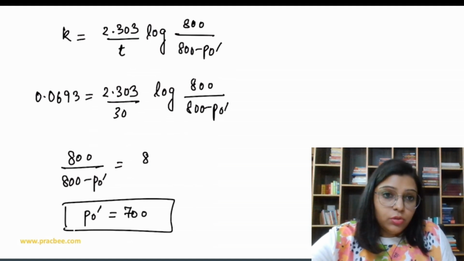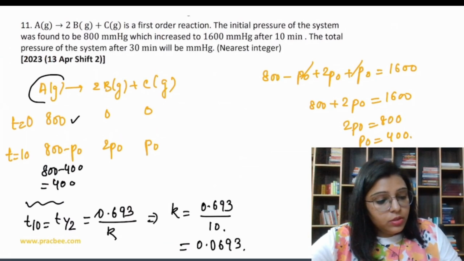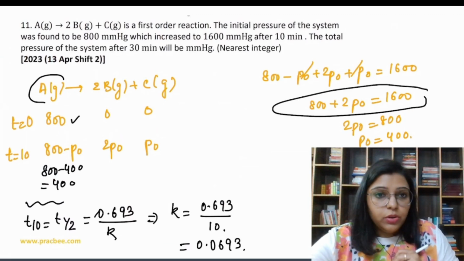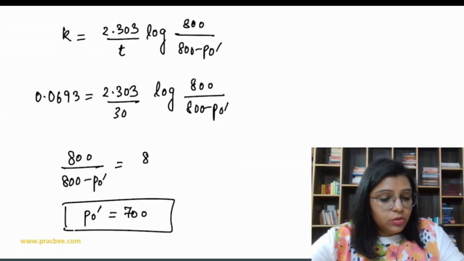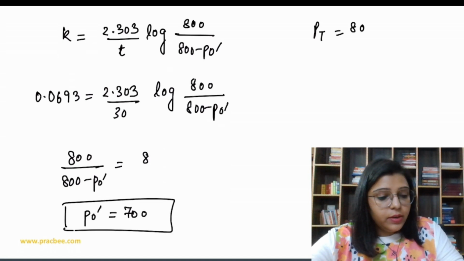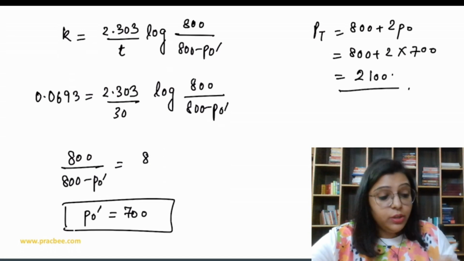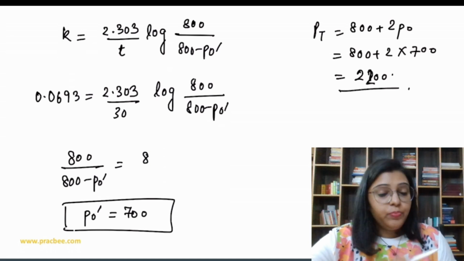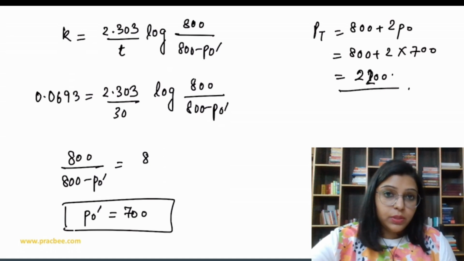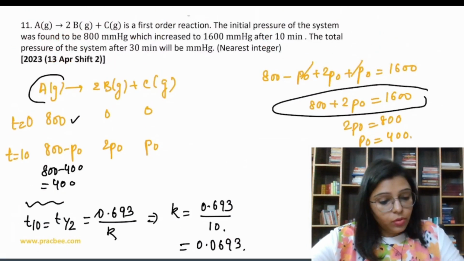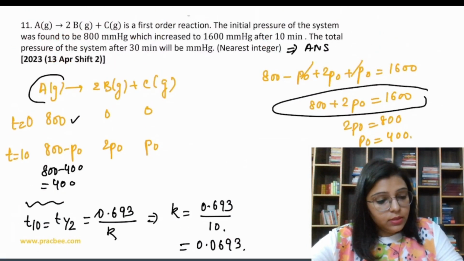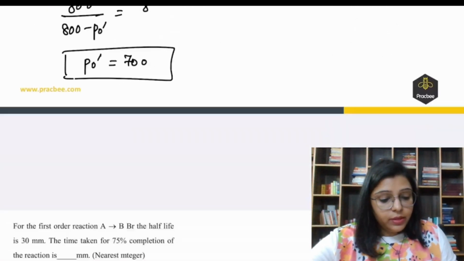We have to find out the total pressure. So total pressure is what? 800 plus 2P naught. So total pressure is 800 plus 2P naught, which is equal to 800 plus 2 into 700. On solving this further, you get the answer equal to 2200. So that is going to be the answer. The answer is 2200. Okay, now let's solve the next question.